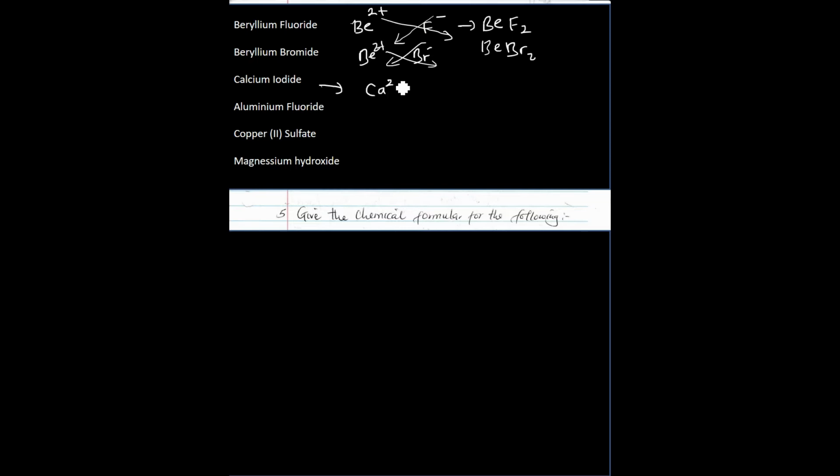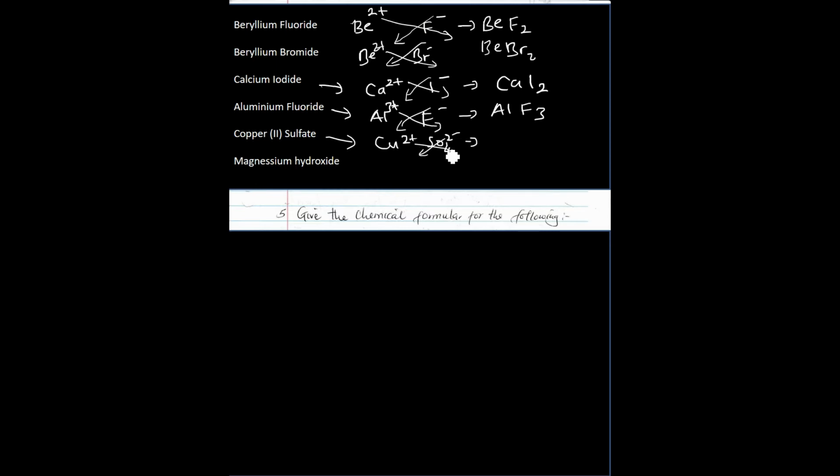Calcium iodide. Calcium is a metal, group 2. Iodide, 1 step to be noble, stable. So drop the 1. Calcium iodide will be CaI2. Aluminium fluoride. Aluminium is main group 3. It's a metal, so it's 3 plus. Fluoride is halogen group 7, 1 step to be group 8. So you drop, so you get AlF3.